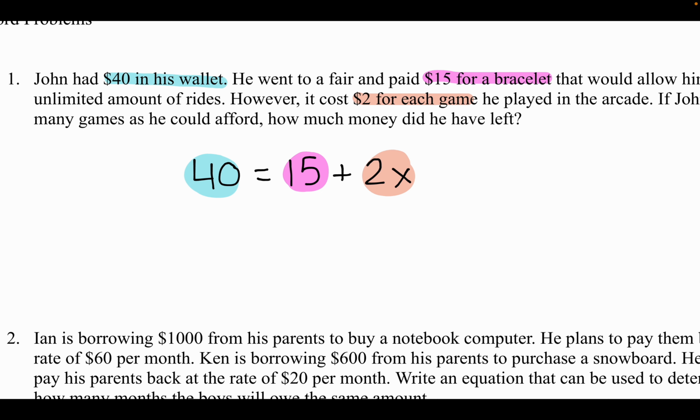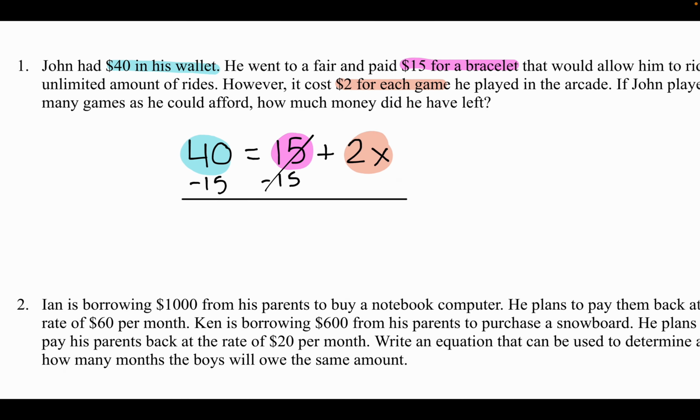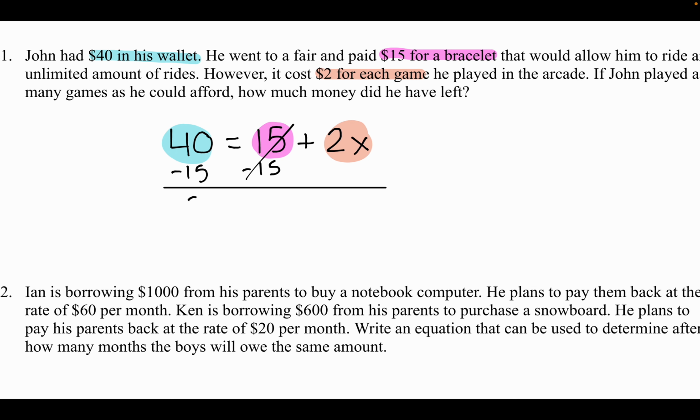So this is a two-step problem. First, you would subtract the 15 from both sides. That cancels. It leaves you with 25 equals 2X. And then divide by 2 on both sides, and you get that X is equal to 12.5. So he can't play half of a game, but through that we know that he played 12 games. So he was able to play 12 games.